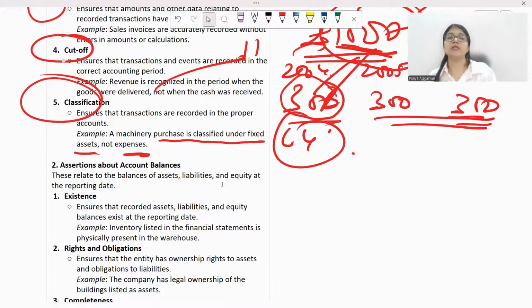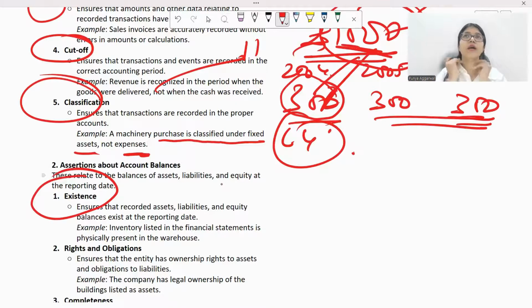Okay. Next is account balances. Account balances relate to your assets, the items of your balance sheet. I say assets, liabilities, equities, all of those things. These are the 3 things that we have in a balance sheet: assets, liabilities, and equity. Now we'll be talking about assertions relating to them. The first one is existence. Existence basically means that if I say that I have a land at this particular place, for example, does that asset actually exist or not?